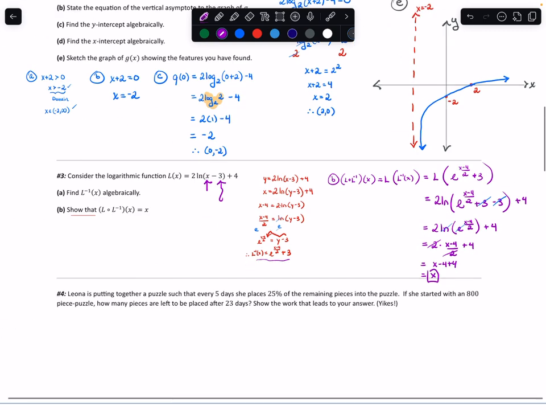So it's a bit of a proof, right? It's not like, hey, just tell me what the answer is. We know what the answer should be. It should just come out to x. Cool beans. We'll move on to the next one.